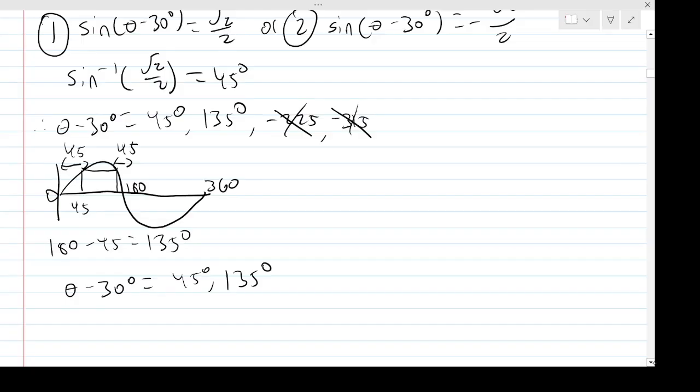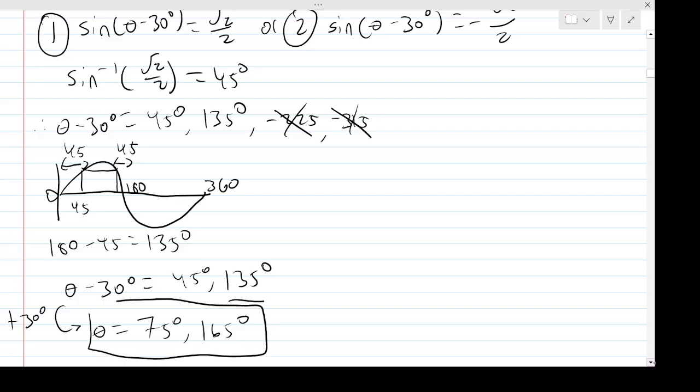So then we want to solve for theta, but we have theta minus 30. To get theta, we need to add 30 to both sides. If we add 30 to all our values here, 45 add 30 would be 75, and 135 add 30 would be 165. And those are my two values for theta. Cool.